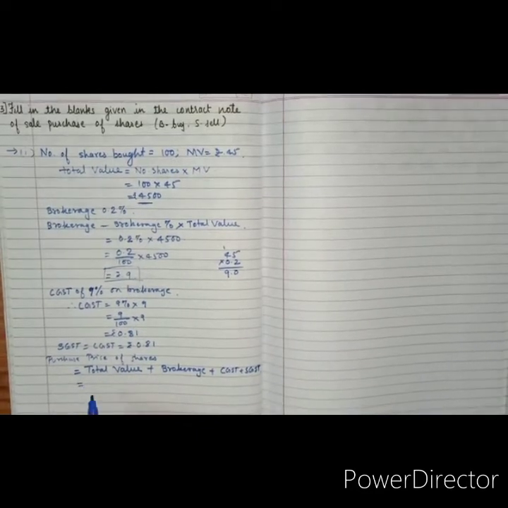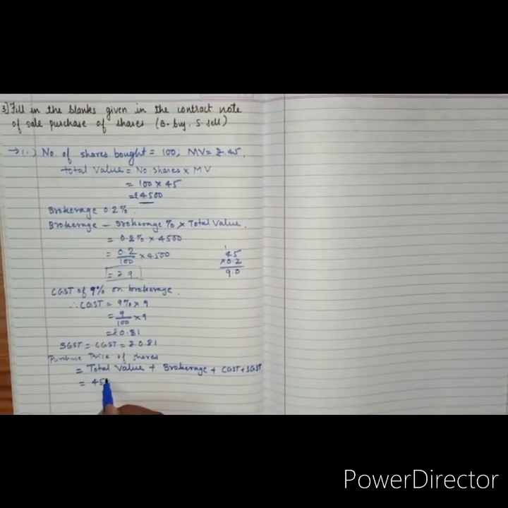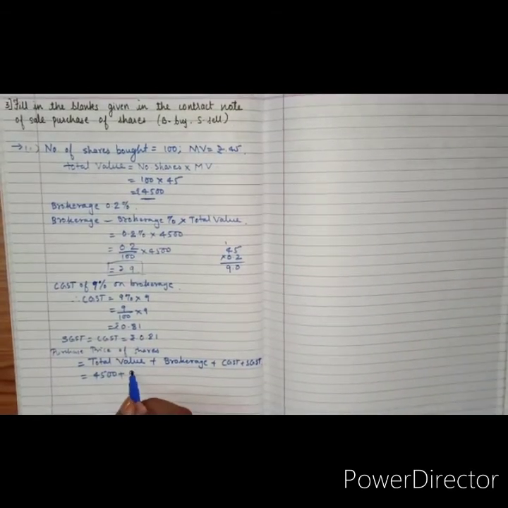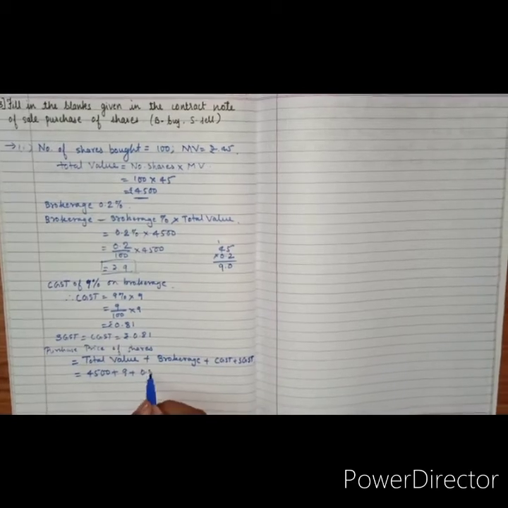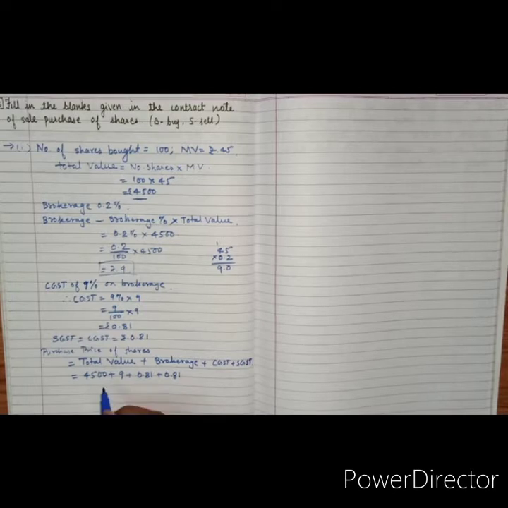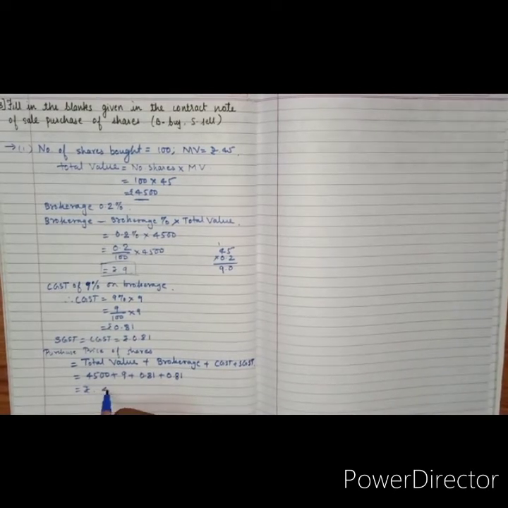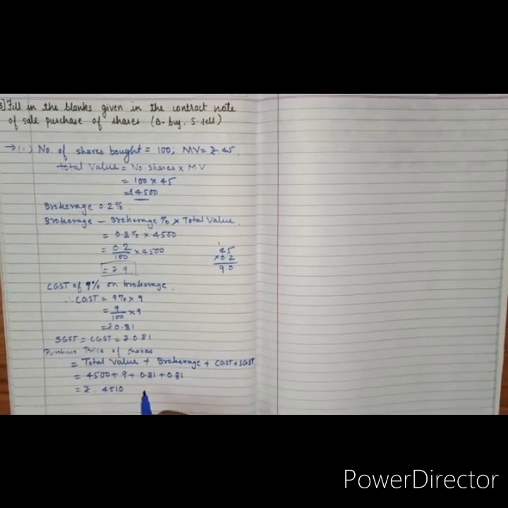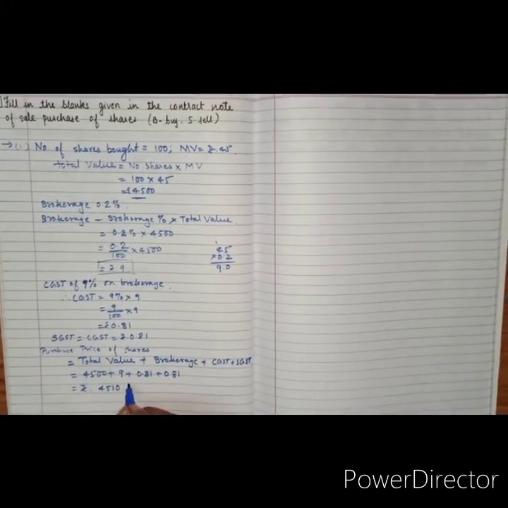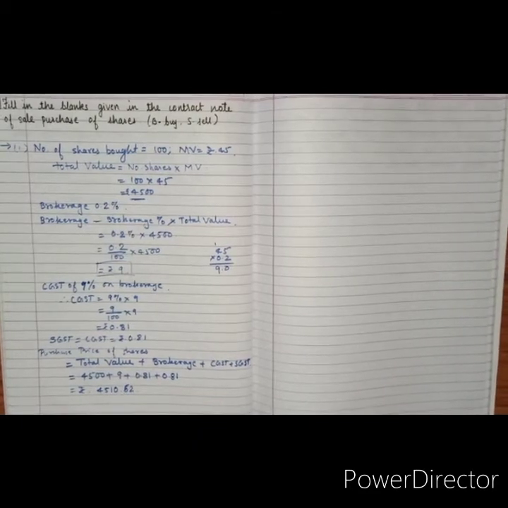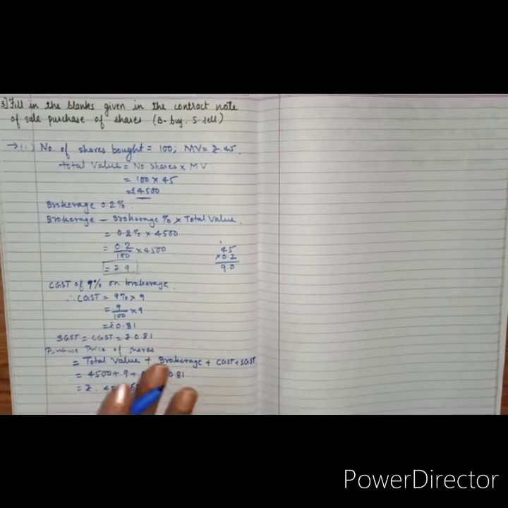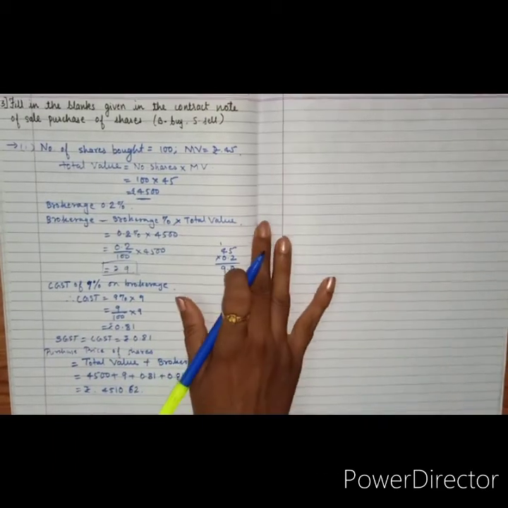Purchase price. What is total value? Total value we calculated 4,500 plus brokerage we calculated. Brokerage was 9 plus CGST is 0.81 plus SGST is 0.81. That comes out to be rupees 4,510.62. This is for the first one. In the same way you need to calculate for the second one. Let us see that.